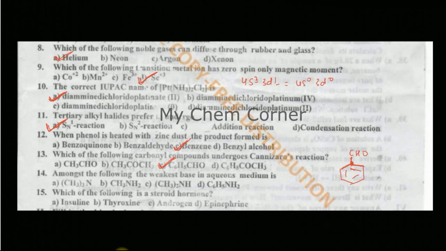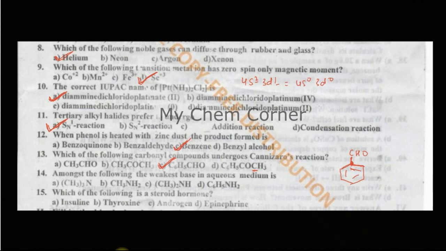Similarly, option D, though it is bonded to C6H5, which is a benzene ring, on the other side it has an alpha hydrogen. So that will clearly undergo aldol. So like this, you're supposed to analyze your answers.